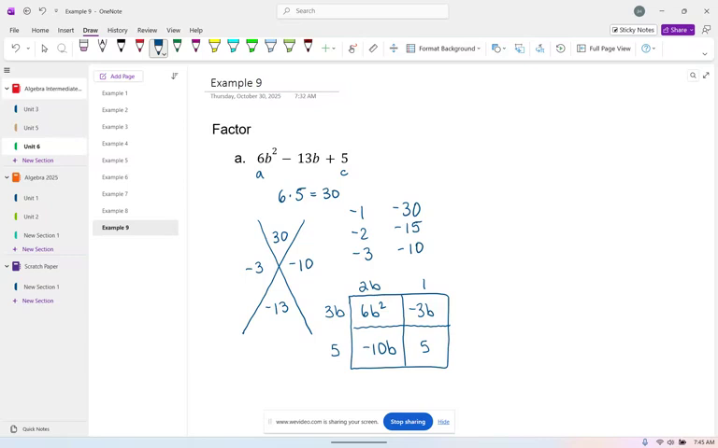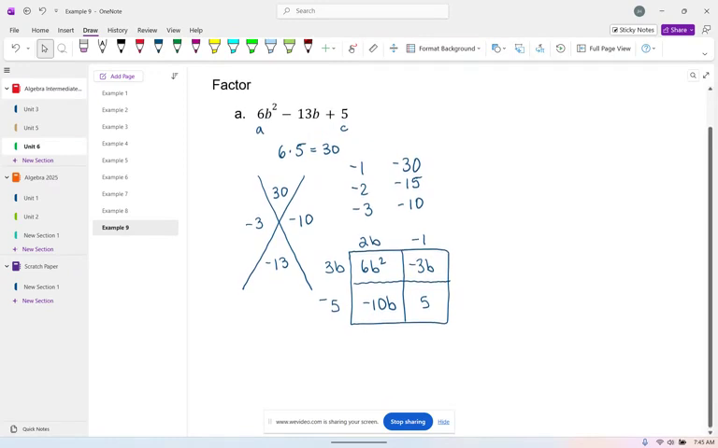Now, we have to look at this and ask ourselves, did we get to the negatives that we need? We have 5 times 2b, and that equals not negative 10b, but positive 10b. So we need to switch our 5 to negative 5. And you'll see why in just a second. And if we look at 3b times 1, we should get negative 3b, but we don't. So we're going to switch that to a minus. And we ask ourselves still, do I get 5 if I multiply negative 5 times negative 1? And I do. So those are going to be our factors.